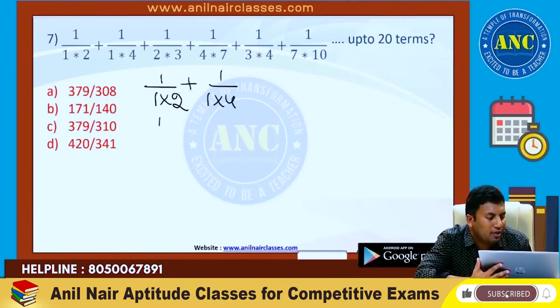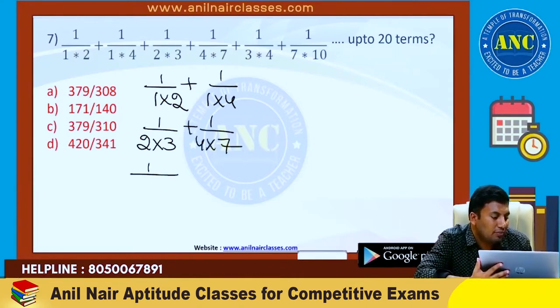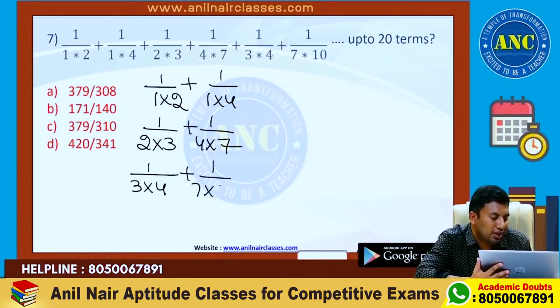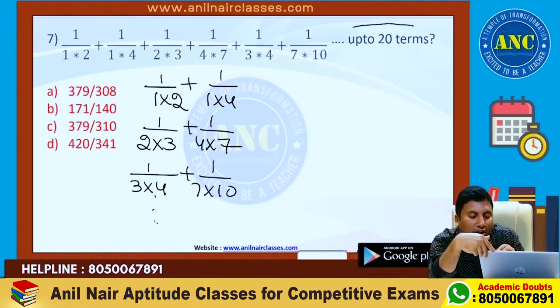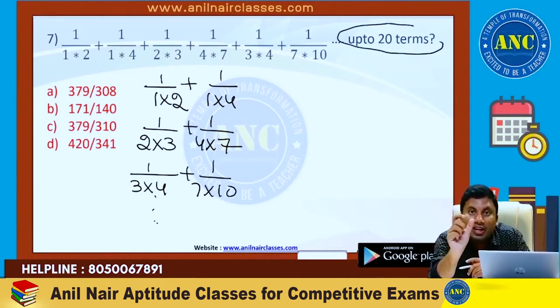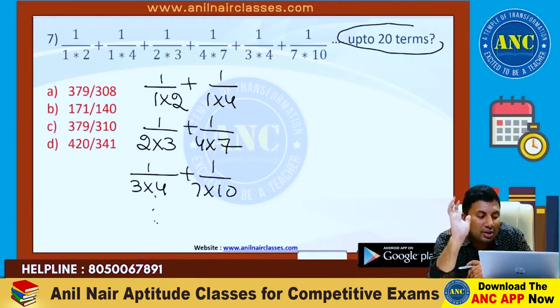1/1 × 2, 1/1 × 4, 1/2 × 3, 1/4 × 7, 1/3 × 4, 1/7 × 10. Like that, if I take a doublet, total 20 terms are there. That means if I take two terms as a group, there are 10 groups in total.